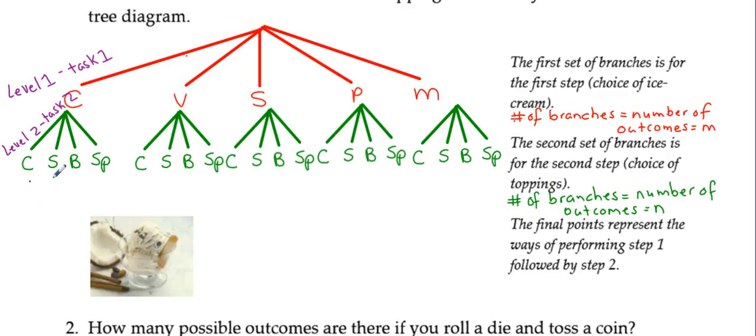Then each of these 20 points represents the final number of ways of performing task 1 and task 2. So chocolate ice cream, chocolate topping, chocolate ice cream, strawberry topping, chocolate ice cream, butterscotch topping, etc. Vanilla ice cream, chocolate topping, vanilla ice cream, strawberry topping, etc.